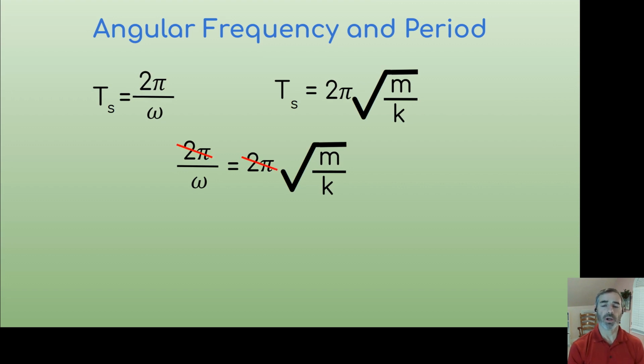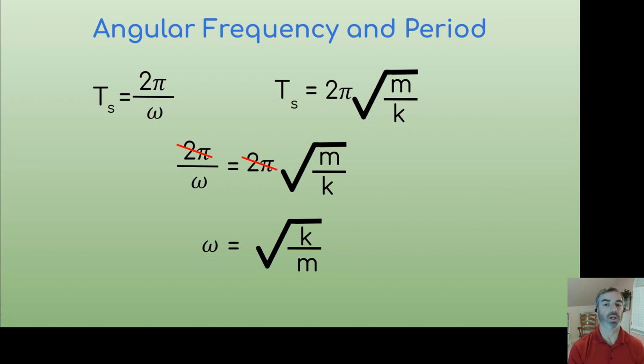Now, what we're ultimately trying to do is find an equation for our angular frequency. So we can rearrange this equation and solve for angular frequency. It's going to give us the square root, and it's going to be the opposite of what we had because we divide by the square root of m over k, so it's going to give us the square root of k divided by m. So our angular frequency is equal to the square root of k divided by m.